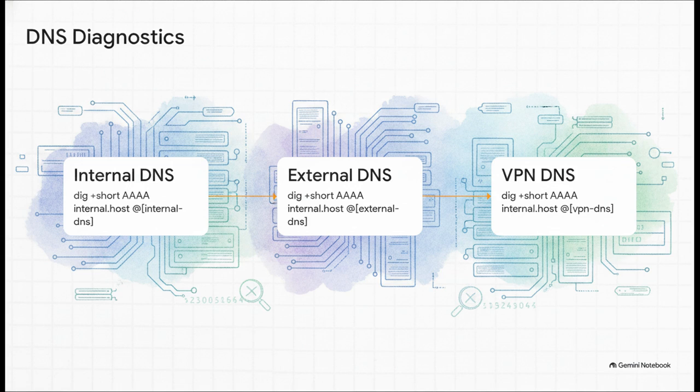As a sysadmin, you want to run these exact commands. Use dig +short AAAA against your internal DNS, then your external DNS, and finally your VPN-provided DNS. By forcing the query to each specific server, you strip away the operating system's DNS cache entirely, and you can pinpoint exactly where that bad AAAA record is coming from.